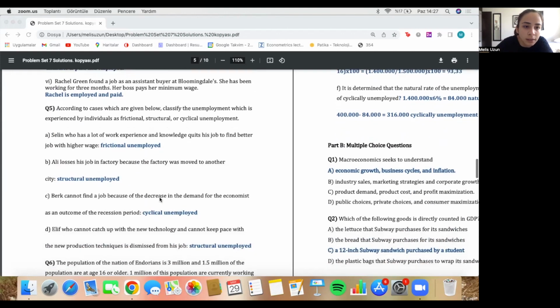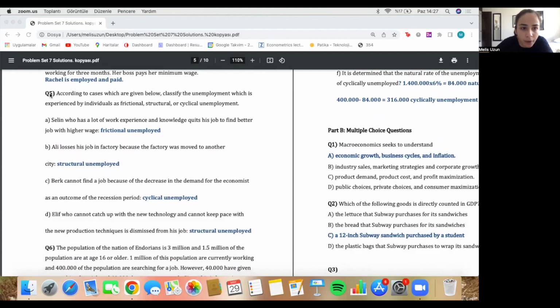So let's look at question 5. According to the cases given below, classify the unemployment experienced by individuals as frictional, structural, or cyclical unemployment. For this question, you should know the meaning of these unemployment types. They are in the slide, so you can find it in here.